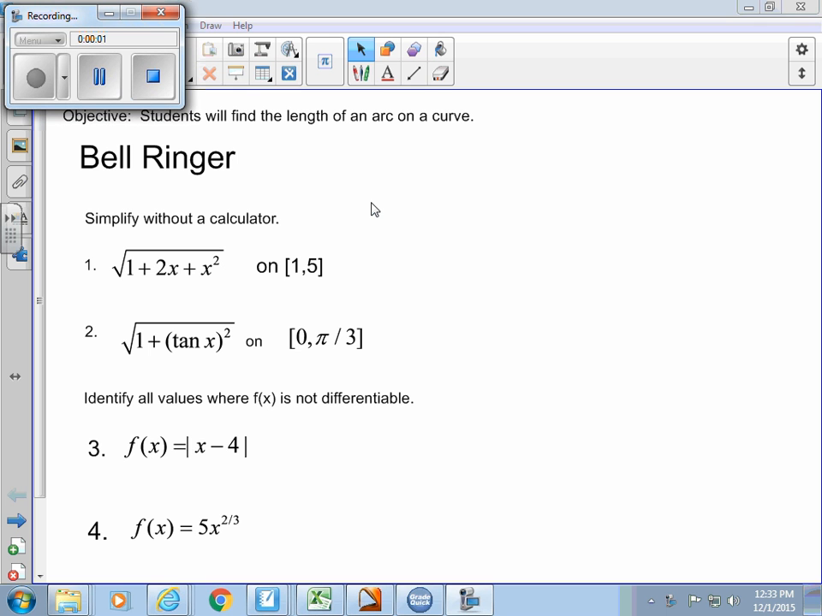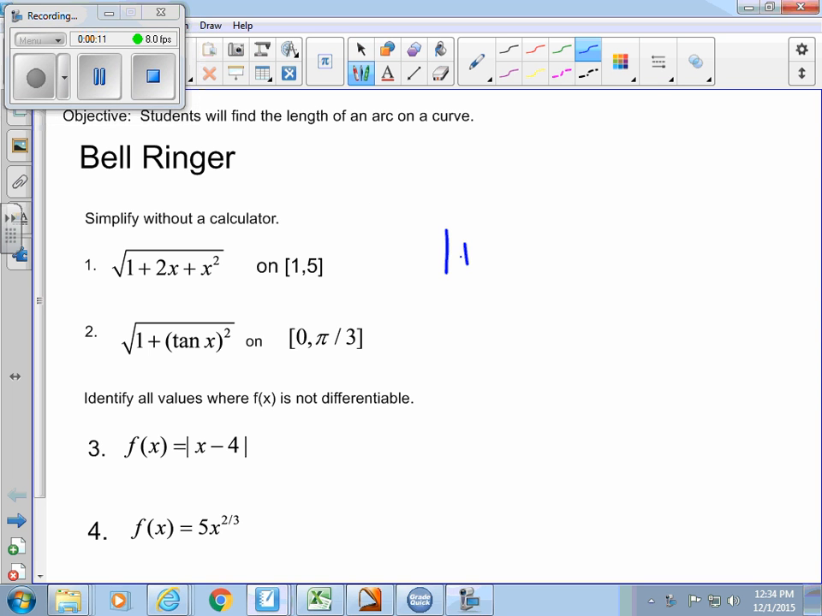Number 1, what do we do? Factored it. x(1 + x)² under the square root, the square root of x, 1 plus x.